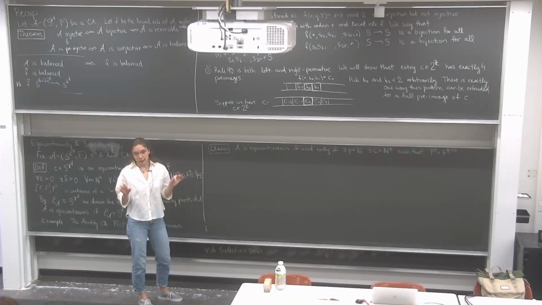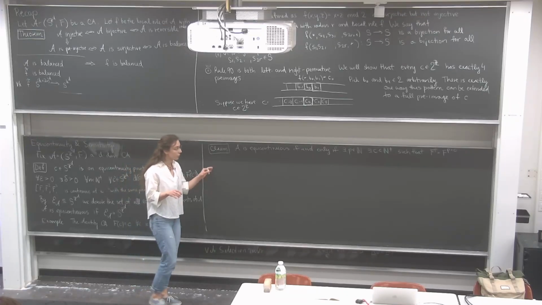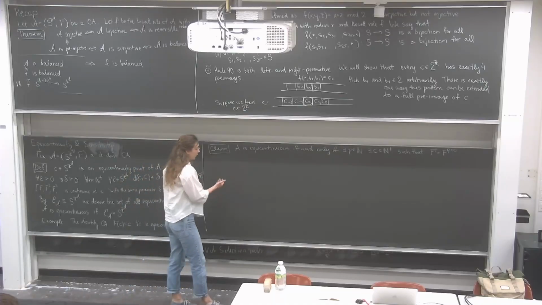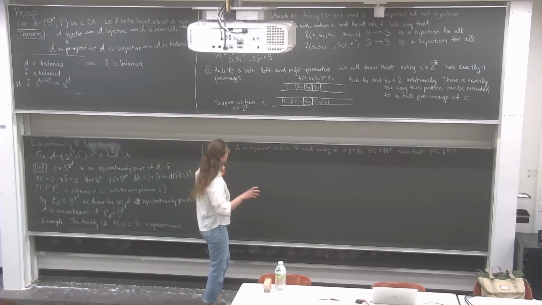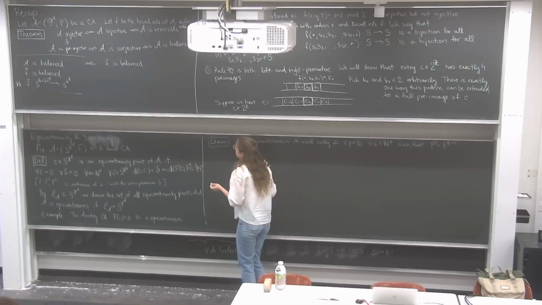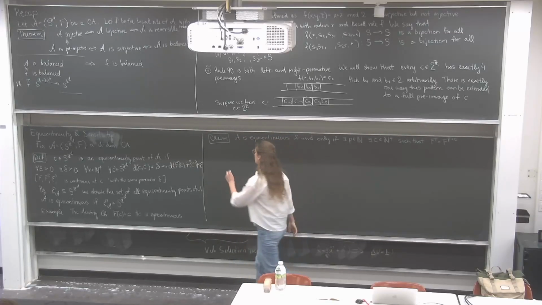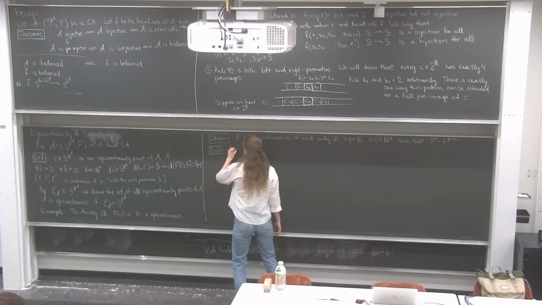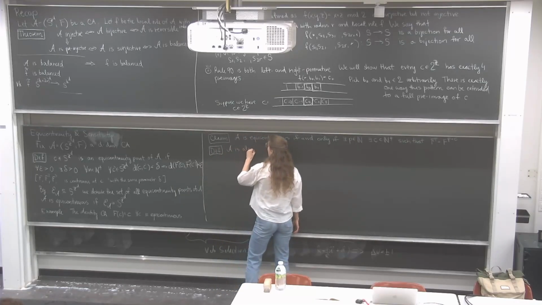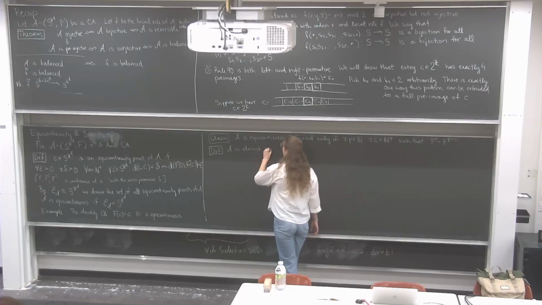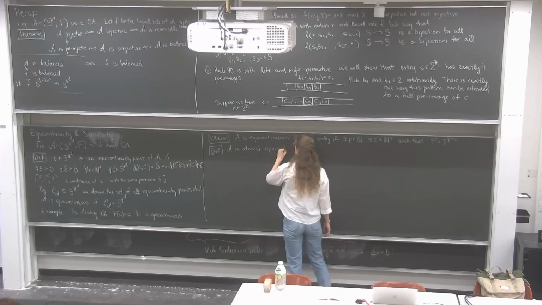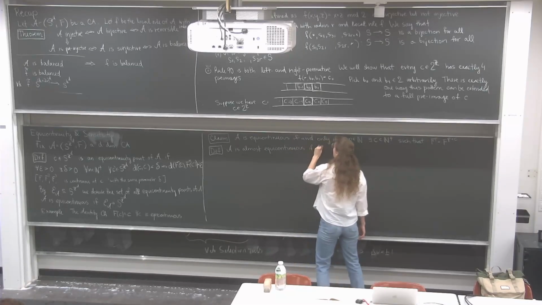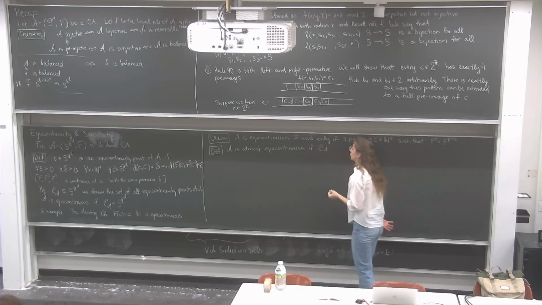So let's maybe not be so restrictive. A natural way to loosen up this property of equicontinuity is to be almost equicontinuous. So A is almost equicontinuous if the set of its equicontinuity points is residual.